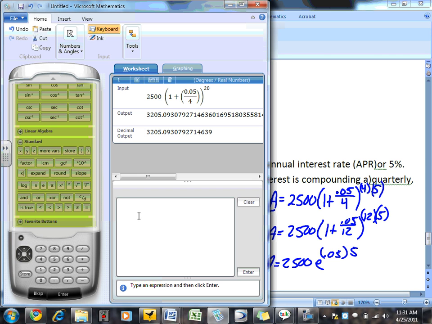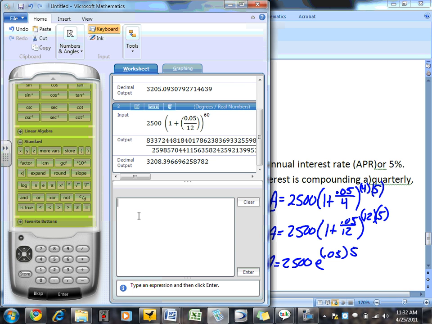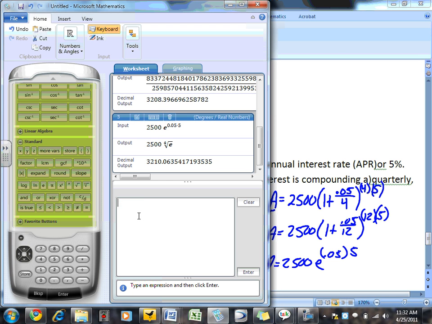Here is monthly. 2,500 times 1 plus 0.05 divided by 12, to the 60th power. And so if it's compounded monthly, it's actually $3.30 more. And then if it's compounded continuously, so 2,500 times e to the 0.05 times 5, it's actually $2 more.